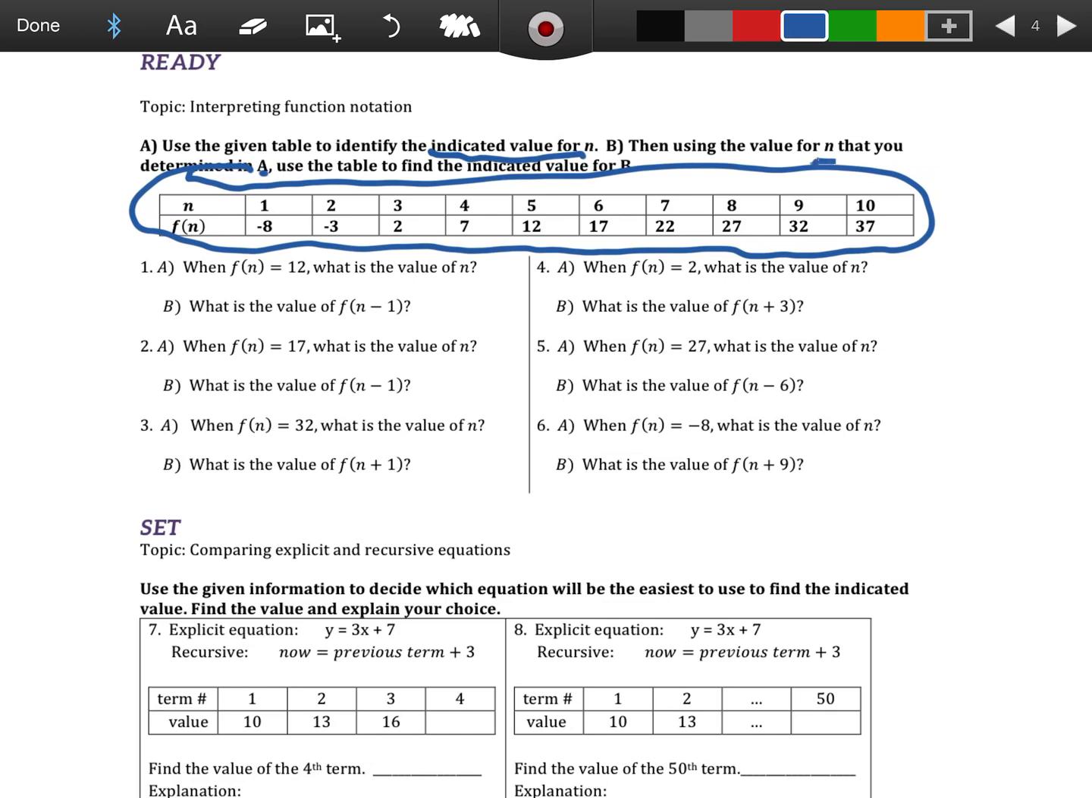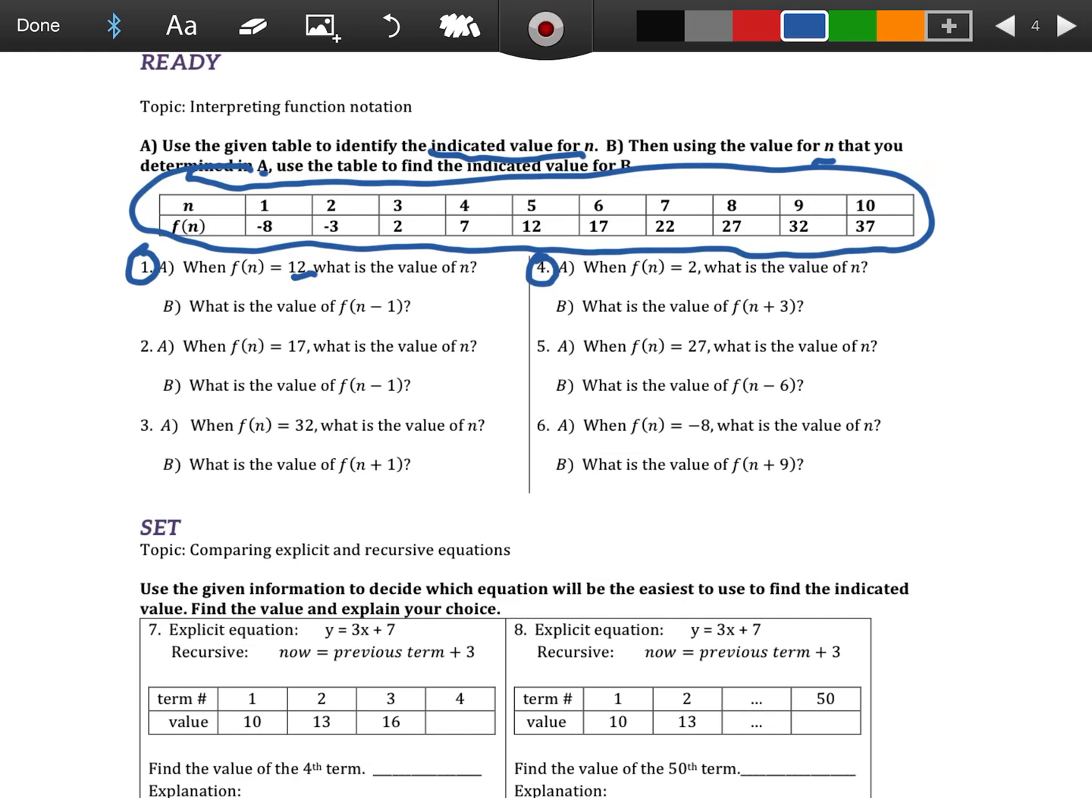So we're being asked to use the given table, identify the indicated value for n, then use the value for n that you determined in A, and then use the table to find the indicated value for B. All right, let's do problem 1, definitely. And we'll also try problem 4.